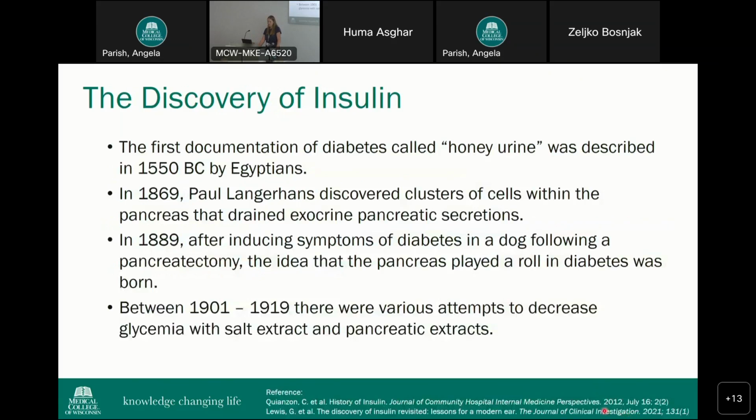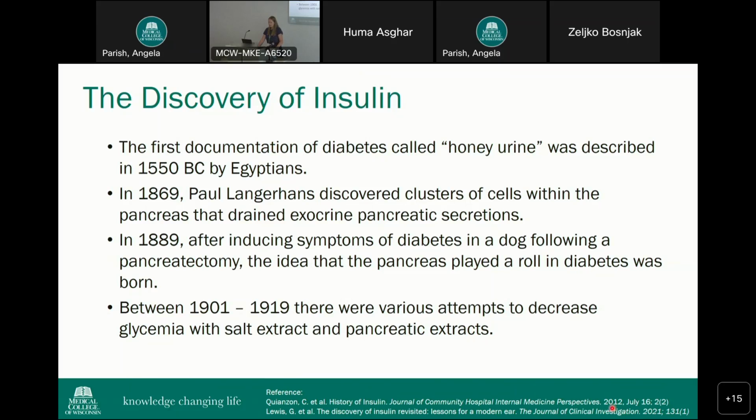So kind of in the beginning, the first documented case of diabetes, called honey urine, was actually in 1550 BC by the Egyptians. Fast forwarding all the way to 1869, Paul Langerhans discovered the clusters of cells that we know as the islets, which were responsible for draining the pancreatic secretions. About 20 years later, the idea that the pancreas played a role in diabetes was born after inducing the symptoms of diabetes in dogs following pancreatectomies.